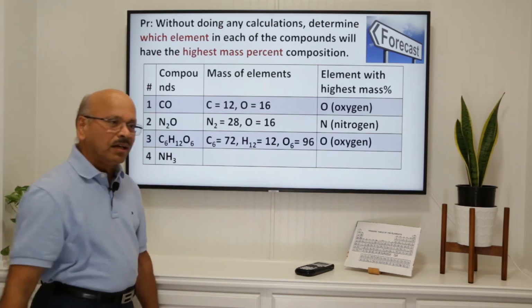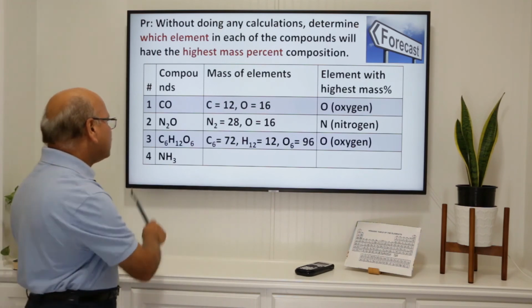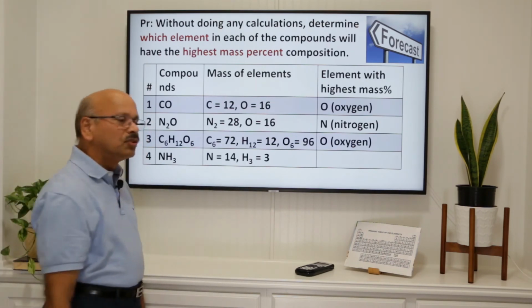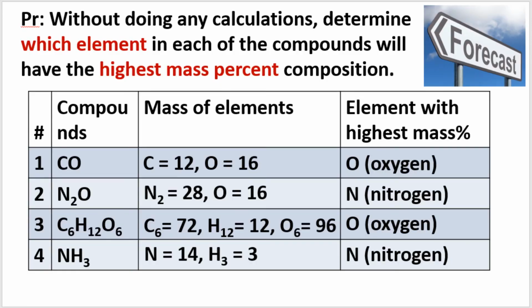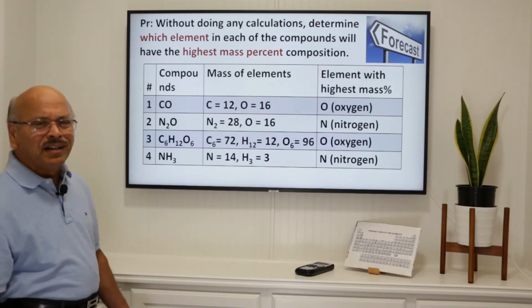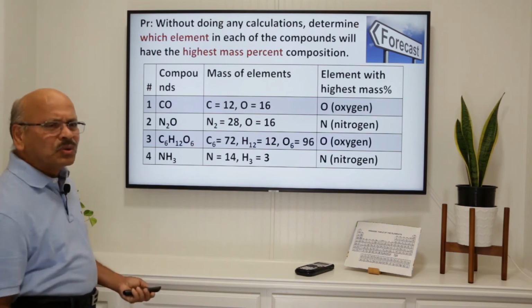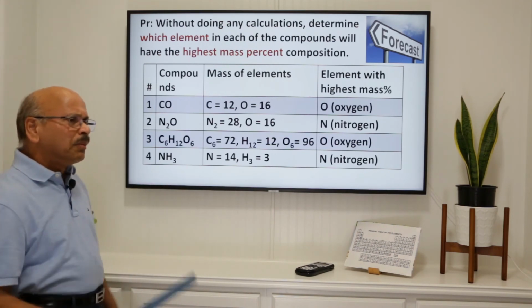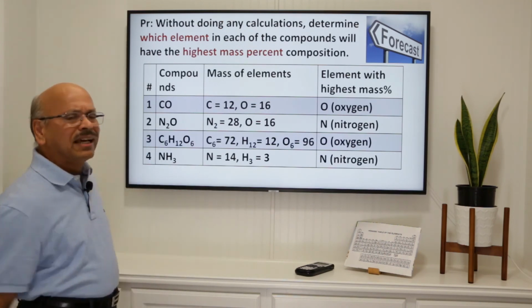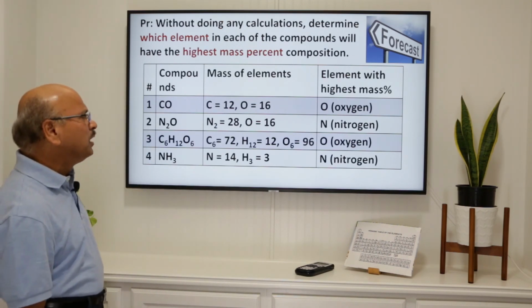Finally, ammonia: nitrogen and hydrogen. Nitrogen is 14 and 3 hydrogens is 3. So definitely nitrogen has the highest mass percent. So it's pretty simple. Sometimes you may be asked questions like that. So try to figure out the percent by looking at the elements. You need not even calculate. You can easily get it.